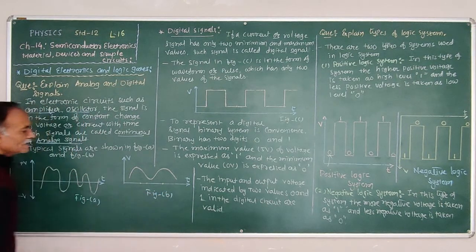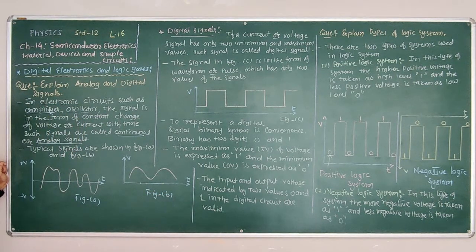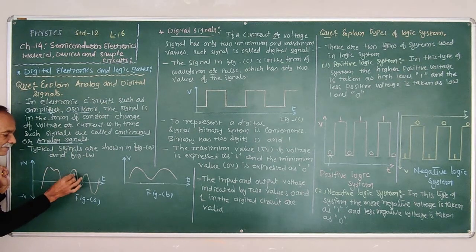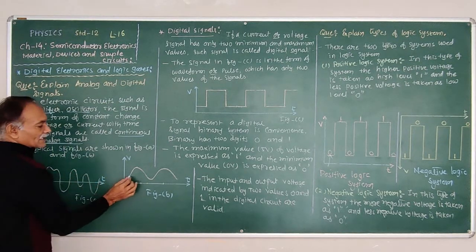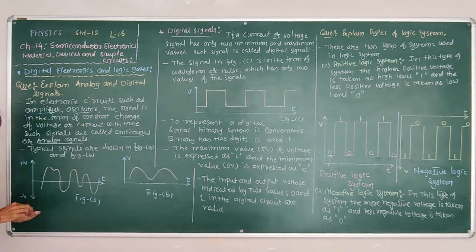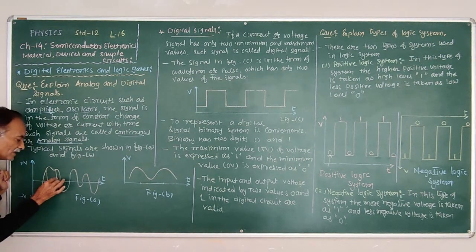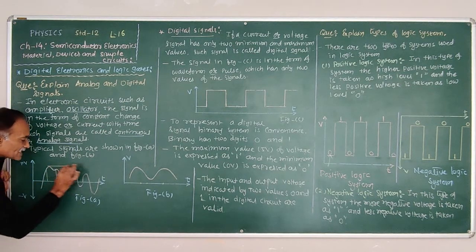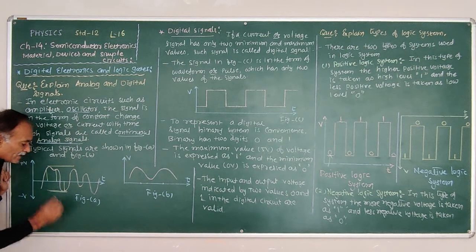Both figures represent an analog signal. Here we have the waveform of voltage versus time, so the value of the voltage changes continuously with time. Here also the voltage changes continuously with time. At any instant of time, the value of the voltage is this; at this time, the value of the voltage is this; at this time, the value of voltage is this. That is the maximum value, that is the minimum value.